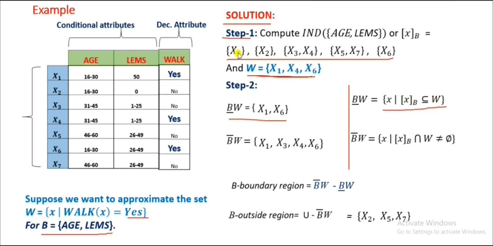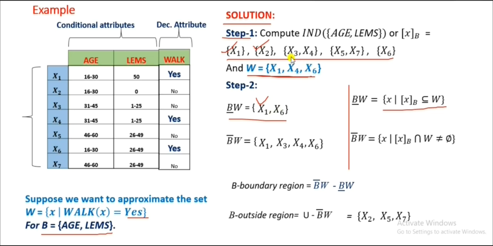Now here the first equivalence class is X1. So is X1 a subset of W? This is the definition: if the equivalence class is a subset of W, then it is a member of the lower approximation. So here X1 is a subset of W. Yes, so X1 comes here. Next, X2, the next equivalence class. Is it a subset of W? No, because we don't have X2 here. So X2 is not included in the lower approximation.